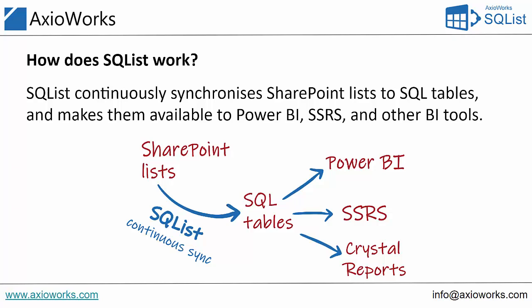So how does SQList work? SQList is a service that connects to a SharePoint site and a SQL database. And it keeps the tables in the SQL database in sync with the data from the list in SharePoint, so that any change made in SharePoint is automatically reflected in the SQL tables. At that point, you can use SharePoint to maintain your data, but you can query this data directly from SQL.